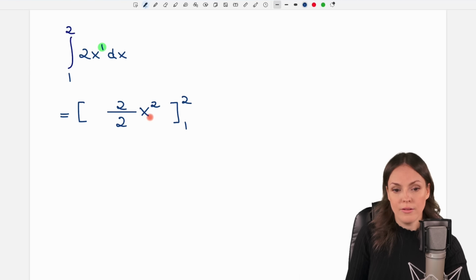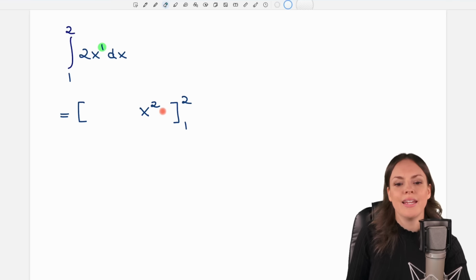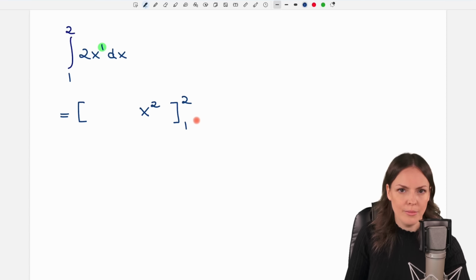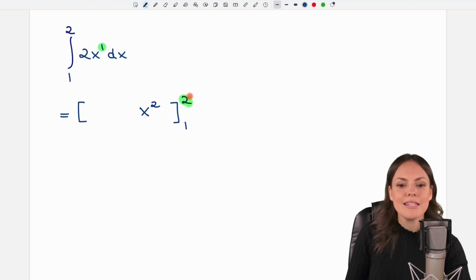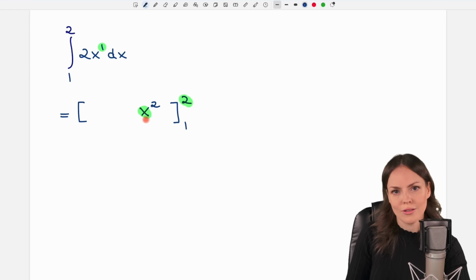This is my antiderivative. These are my limits. First, we can simplify this a little bit. 2 over 2 just equals 1. So I have 1 times x squared here, or just x squared. And then we can insert the limits. You always start with the upper limit and insert it for every x that you have in here. It's just this one x.